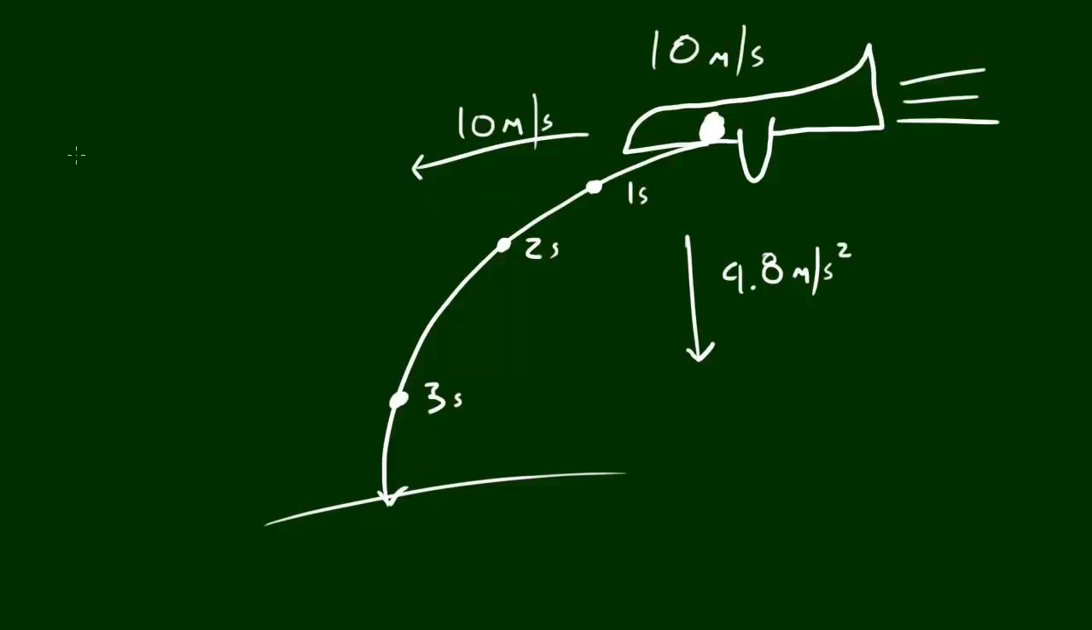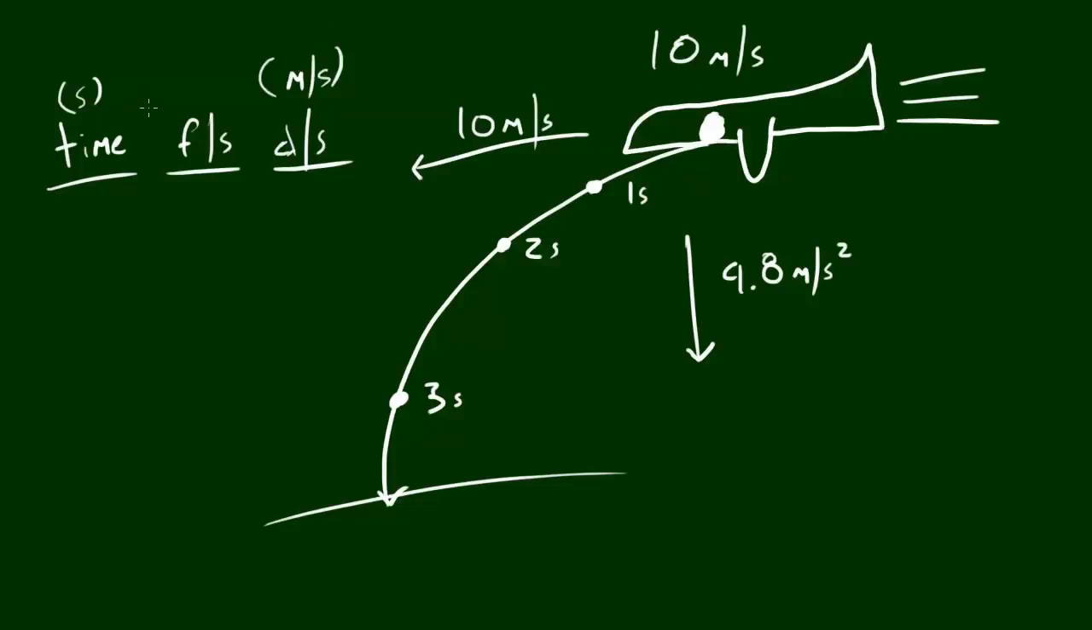So let's go ahead and take a look at this graphically. We're looking at three things. Time, and we'll measure time in seconds. Now the forward speed, I'll just put forward speed, is going to remain at 10 meters per second, and the downward speed is going to be accelerating. So this speed is going to be changing. So meters per second, meters per second. That's an S, by the way. Not a very good looking one, but it's an S.